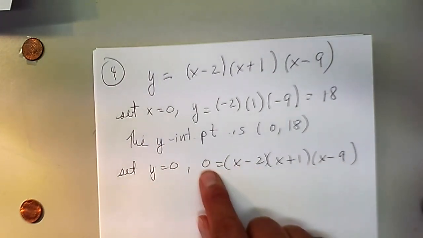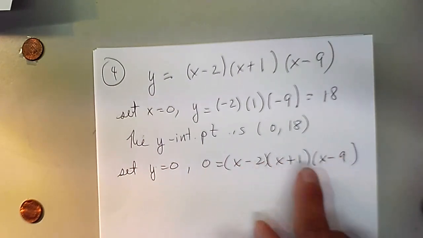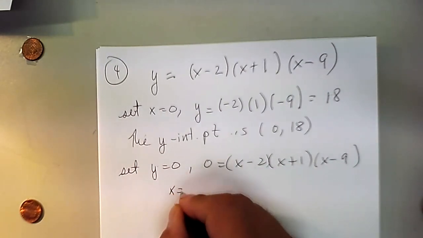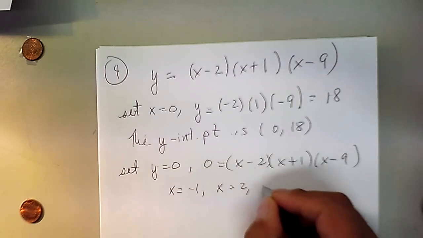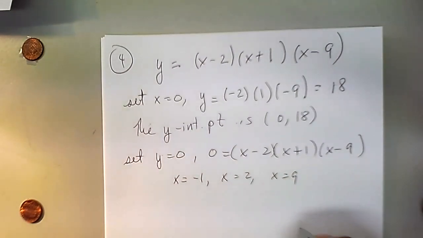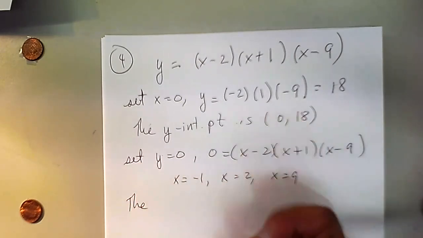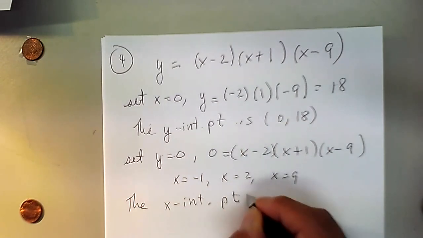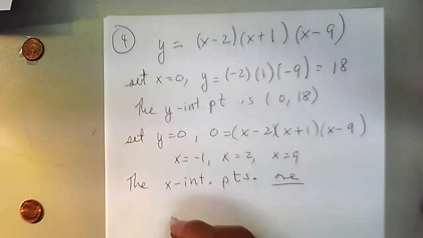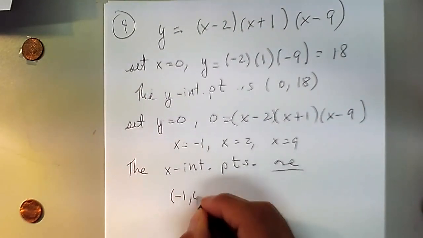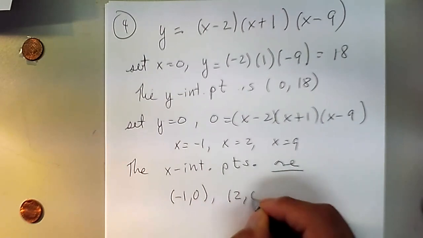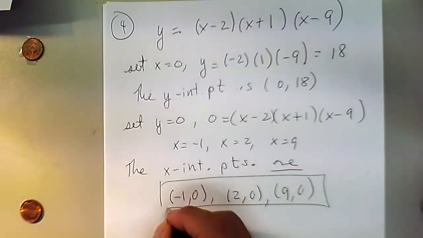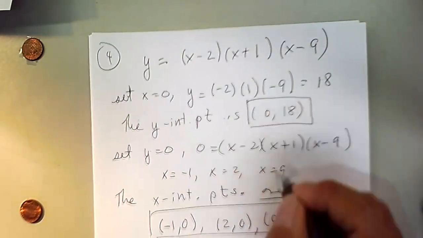Please, please, please. In fact, I'm going to emphasize that in a moment. So by the zero product principle, there are three solutions: -1, 2, and 9. So x could be -1 or 2 or 9. And so there are three x-intercepts. The x-intercept points are (-1, 0), (2, 0), (9, 0). So there we have the x-intercepts, and a single y-intercept.